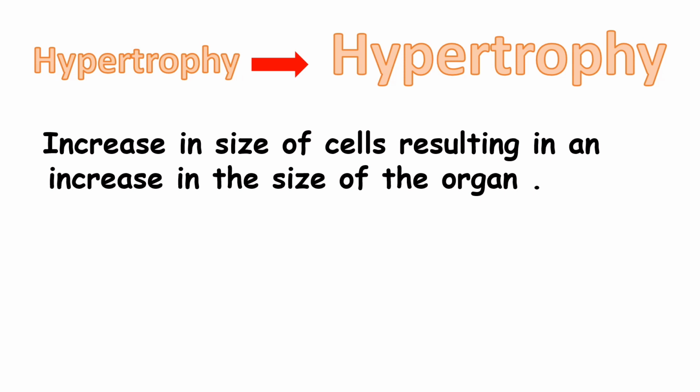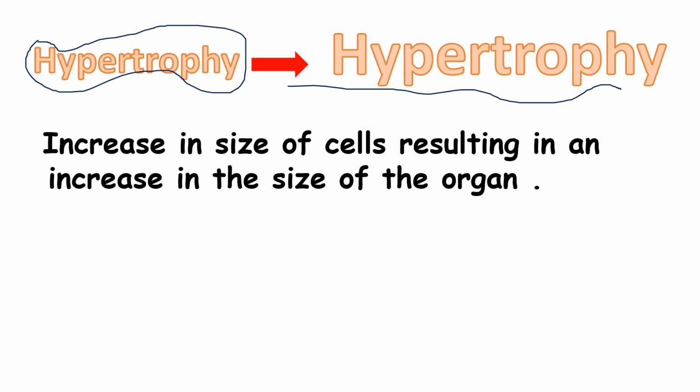So what do we mean by the term hypertrophy? As you can see, there is an increase in the size of the alphabets on this side. Why have I done that? So that you may remember that increase in the size of cells resulting in an increase in the size of the organ is called hypertrophy. When the size of the cells increases, then the size of the organ is obviously going to increase. This happens mainly in those cells which are not able to divide, for example, cardiac cells or skeletal muscle cells.